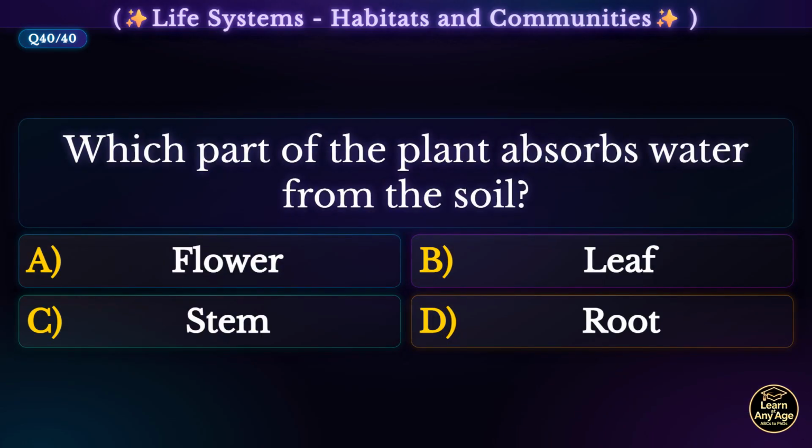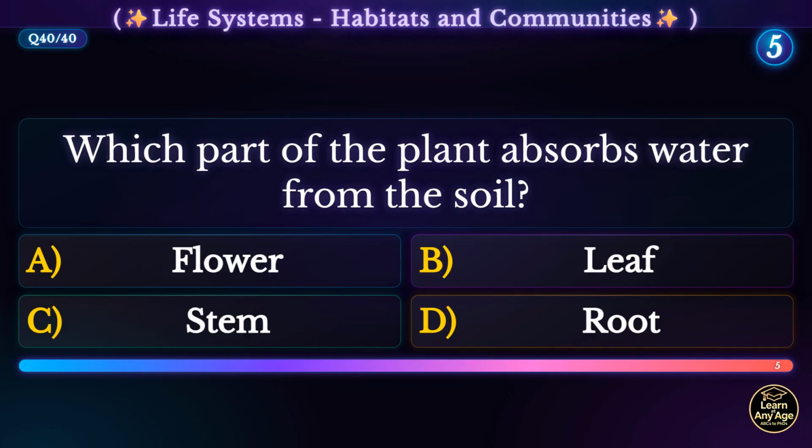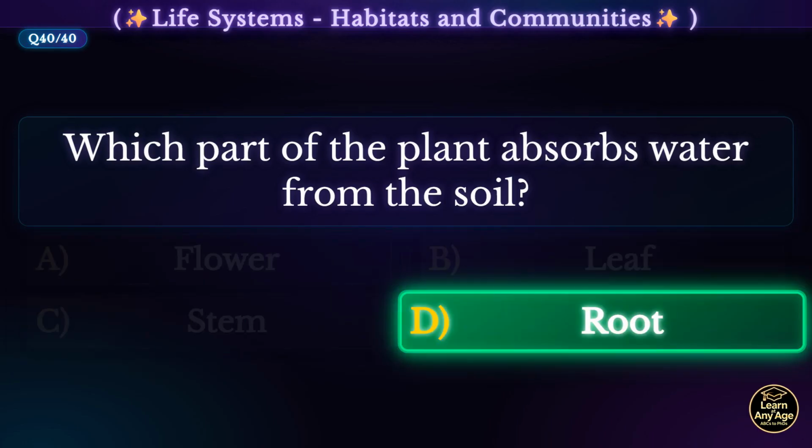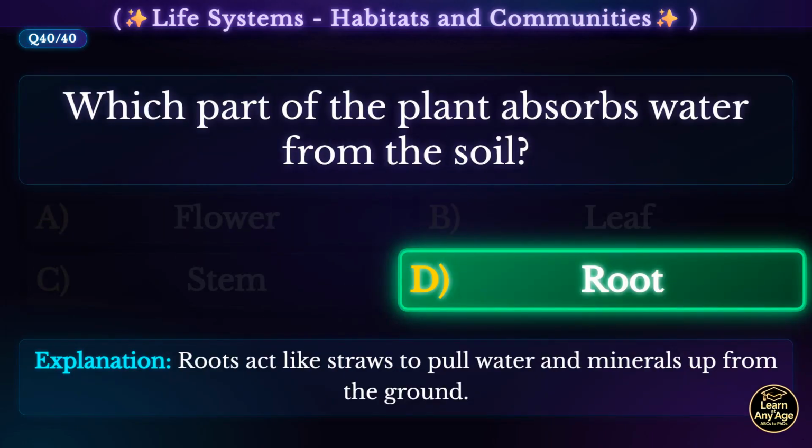Which part of the plant absorbs water from the soil? Flower. Leaf. Stem. Root. Root. Roots act like straws to pull water and minerals up from the ground.